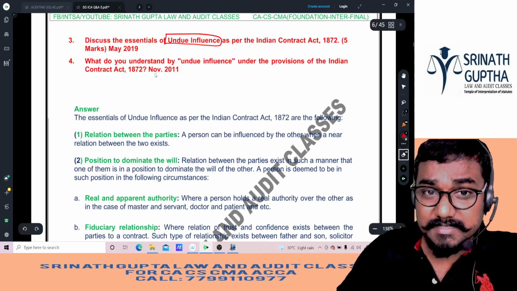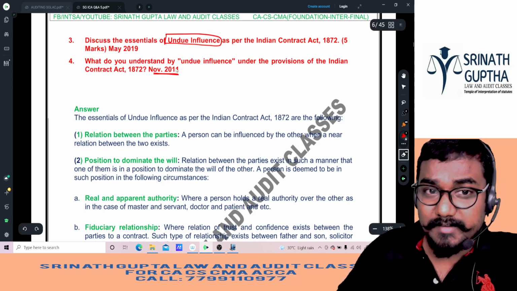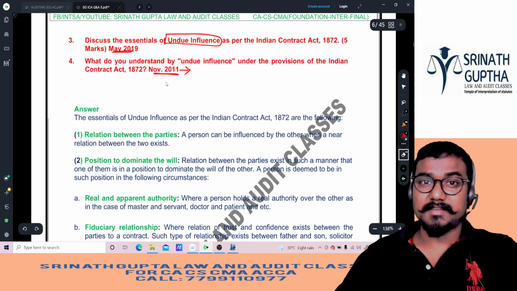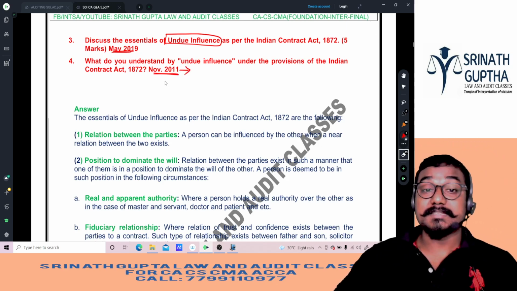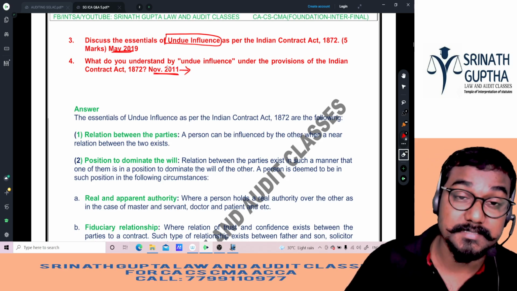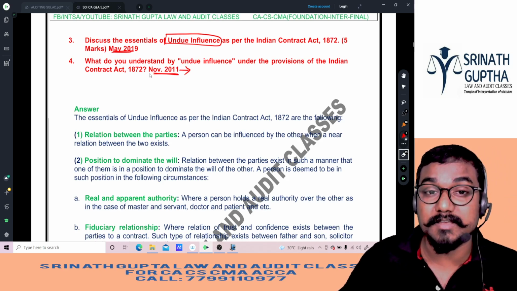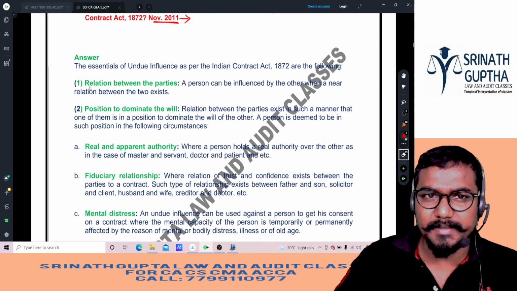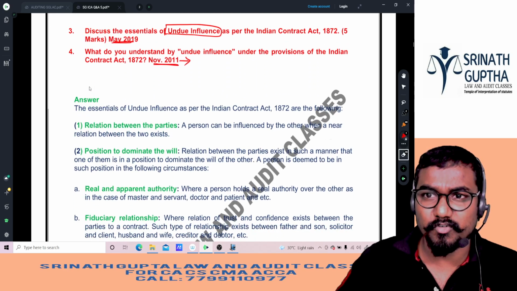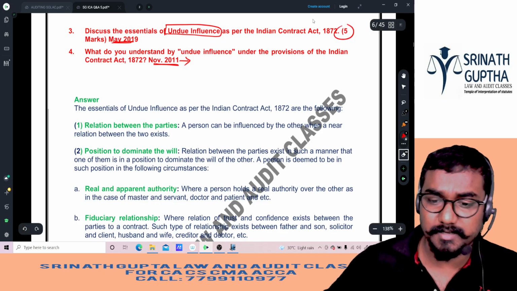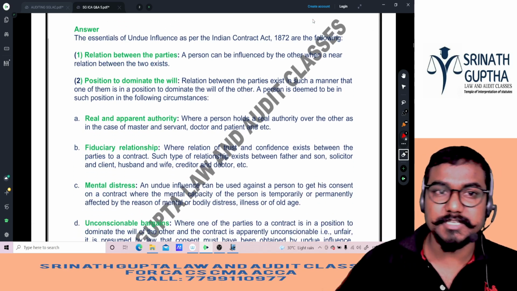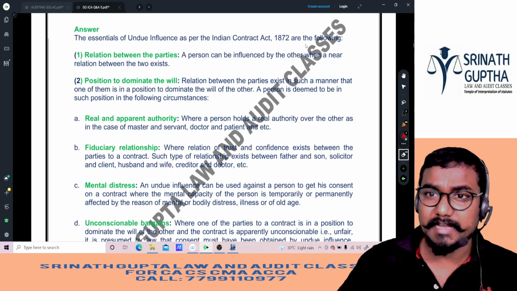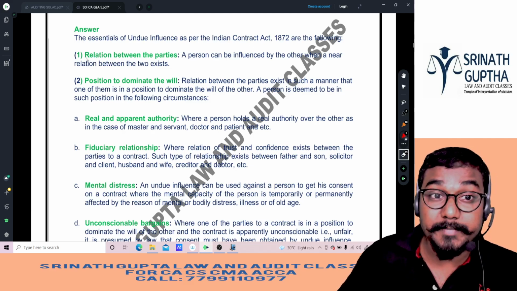This question was asked in 2011 and 2019. In 2011, CA Foundation was there, sir. And in CA IPC also, the Contract Act was there. So what are the essentials of undue influence, beta? He may give 4 to 5 marks. The question was asked for 5 marks. The essentials of undue influence as per the Indian Contract Act are as follows. First one, relationship between two parties.